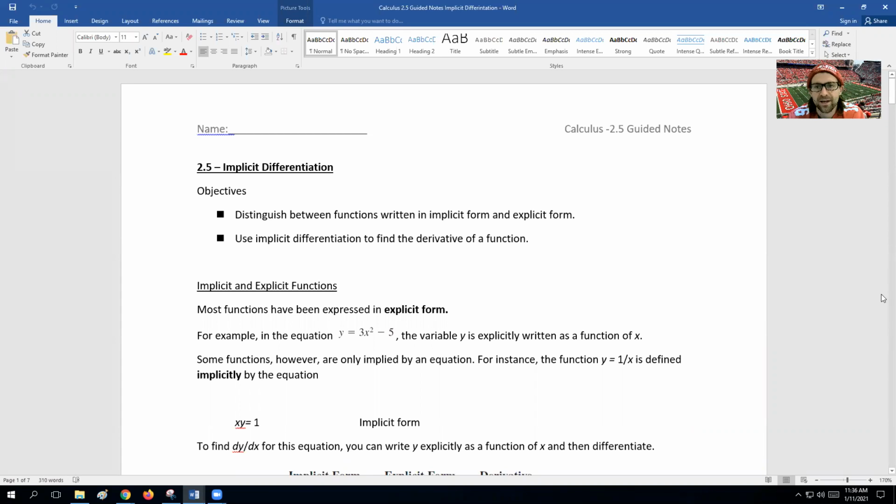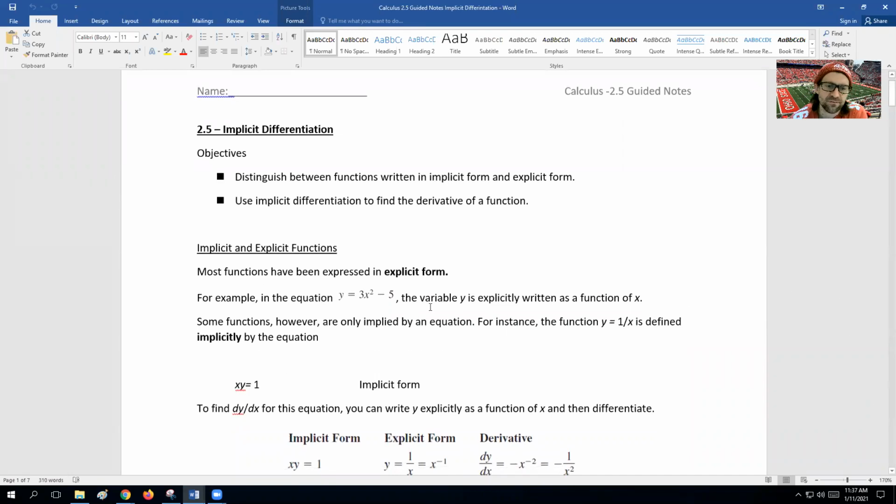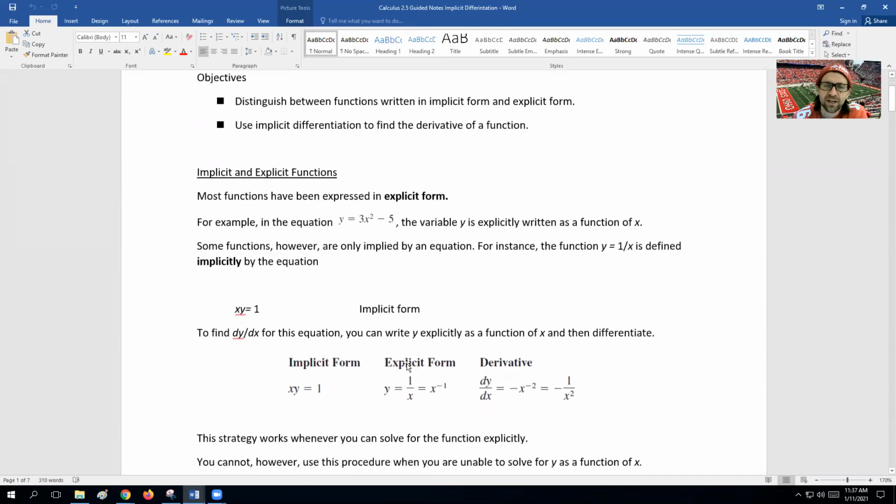So what we're going to look at is what's known as implicit differentiation. Basically, that means we're going to take the derivative, but we're going to use what's known as implicit form. What we've used before was always explicit form. Explicit form is when we have a variable already by itself.